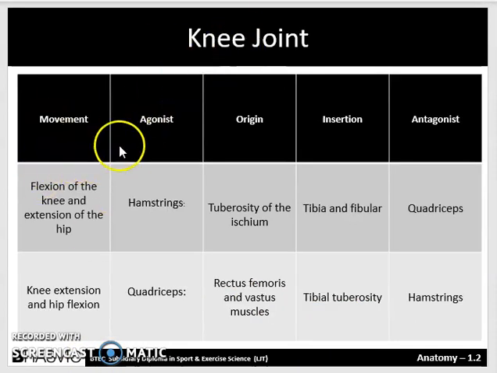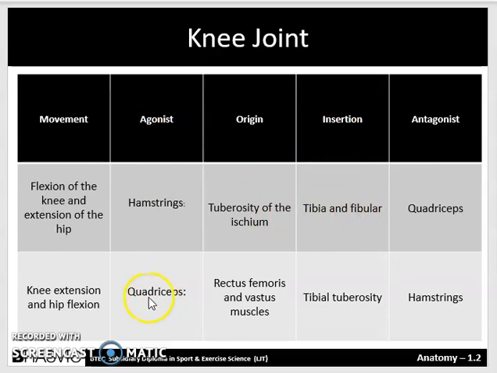The knee joint, when the agonist to the knee joint is the hamstring, the antagonist will be the quadriceps. The movement will be flexion of the knee and extension of the hip. The origin will be tuberosity of the ischium. The insertion will be tibia and fibula.